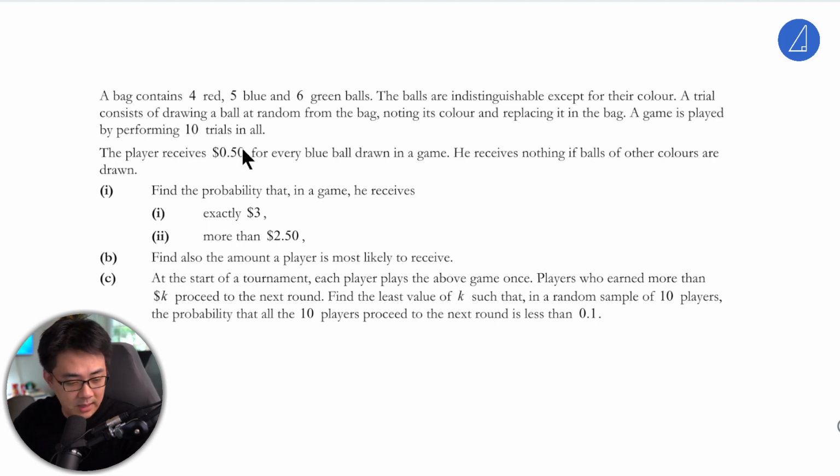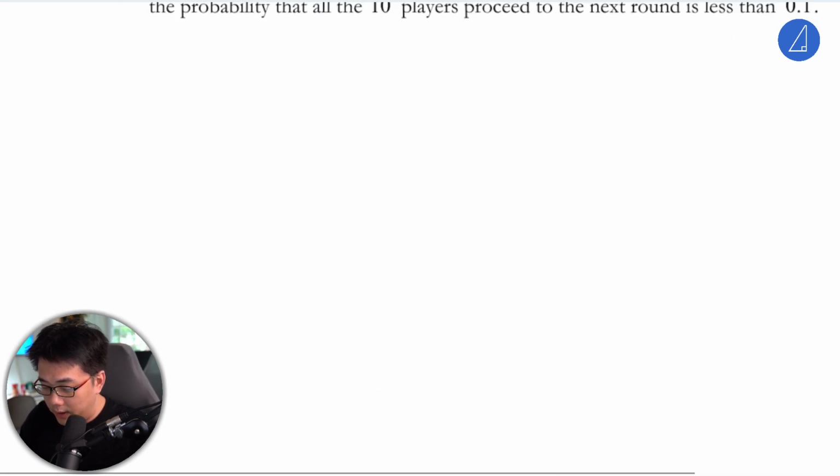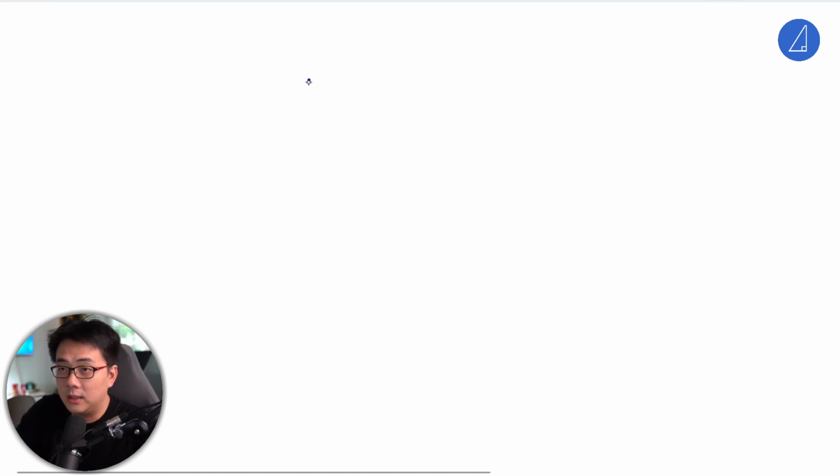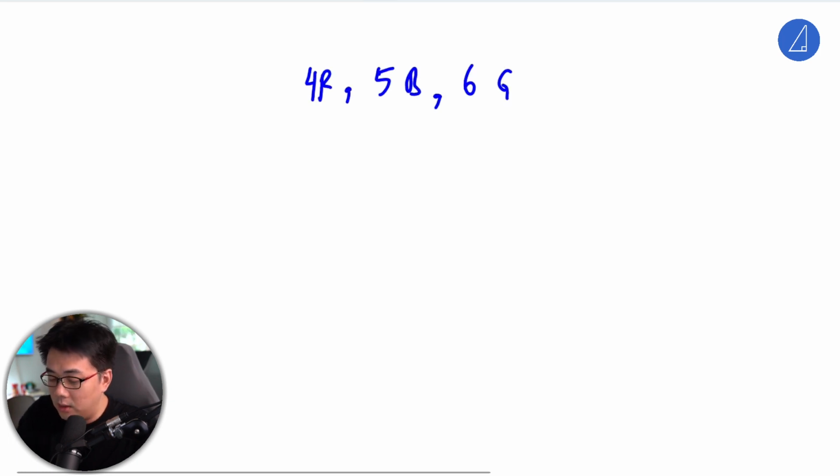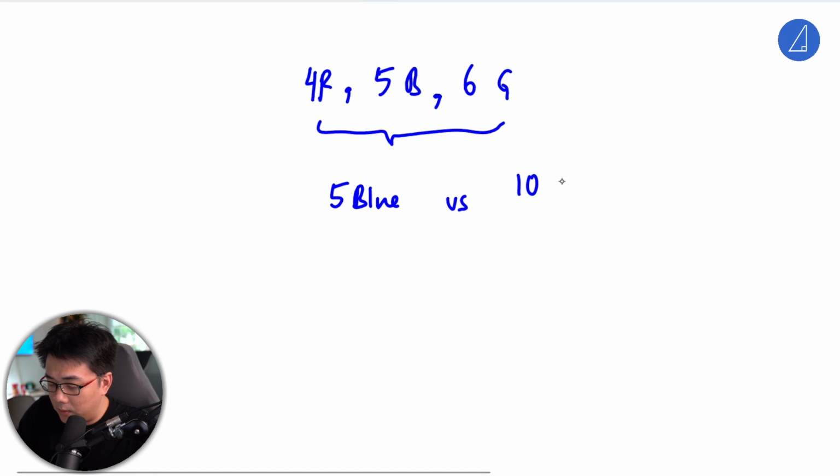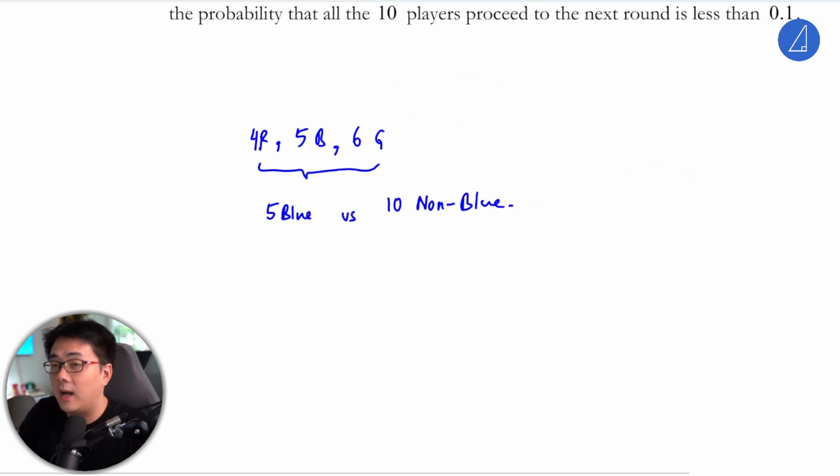Okay, great. So in this case, what we need to understand is this. Please do not see it as 4 red, 5 blue, and 6 green, because then you'll be in trouble. The crux of it is all I need to see is 5 blue balls versus 10 non-blue. Okay, that is the idea there.